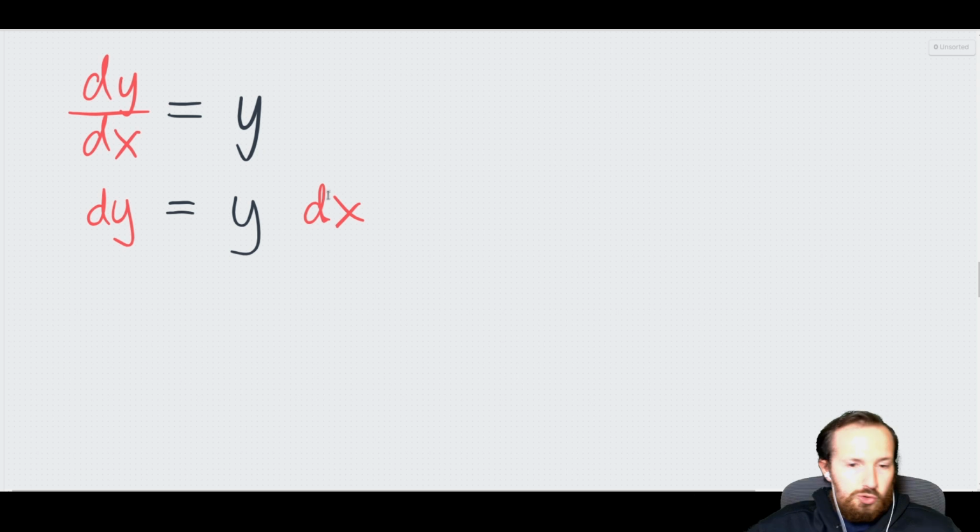This is the official method that you see in textbooks, and this is what you'll always see when they teach you how to solve differential equations with separation of variables. But again, it is technically an abusive notation, so just adding that caveat.